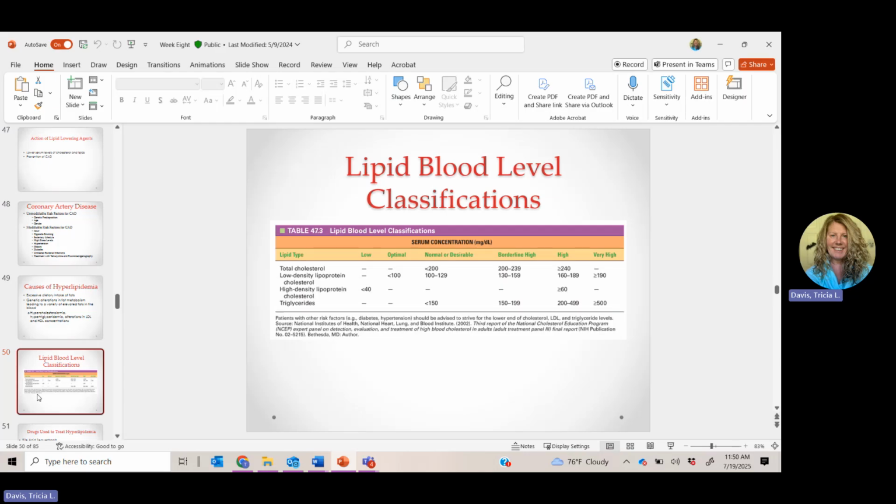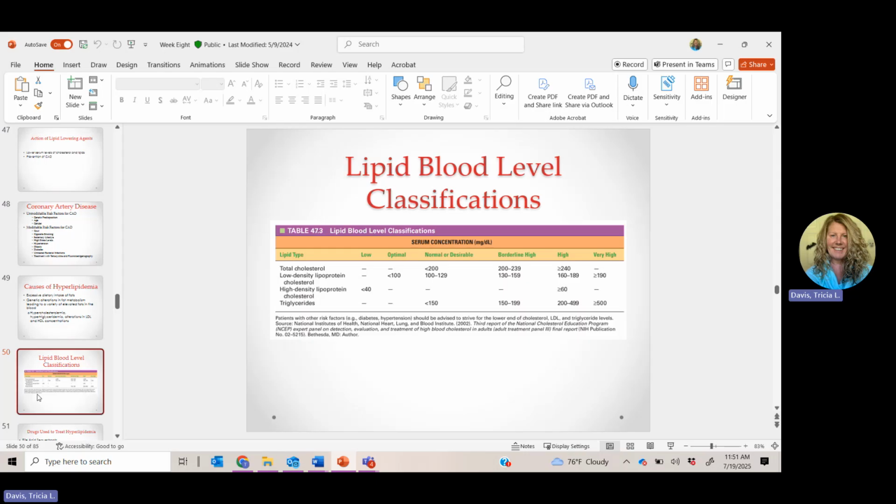What are our lipid blood levels? Ideally, we're going to look at a couple things. We're going to look at our overall total cholesterol level. We want this to be less than 200, okay? We're also going to look at our LDL. Our LDL is our really bad cholesterol. We want this to be as low as possible. Less than 100 is ideal, okay? That's what we're striving for, less than 100.